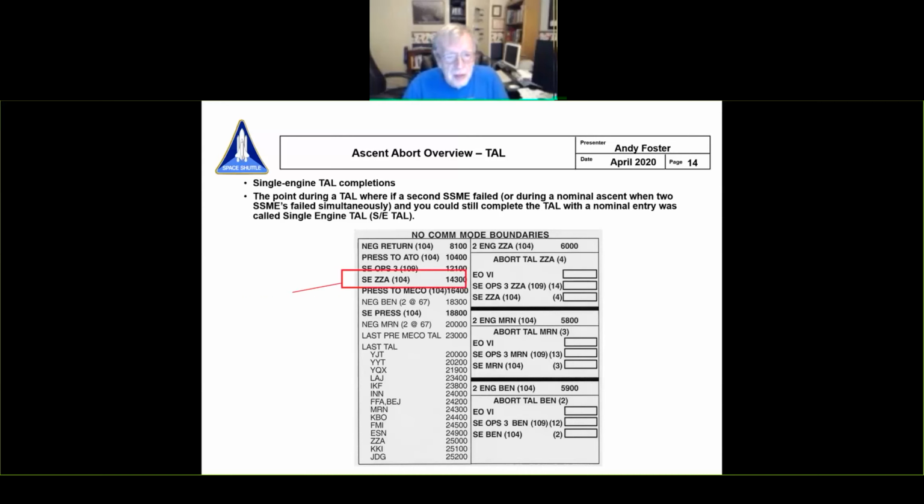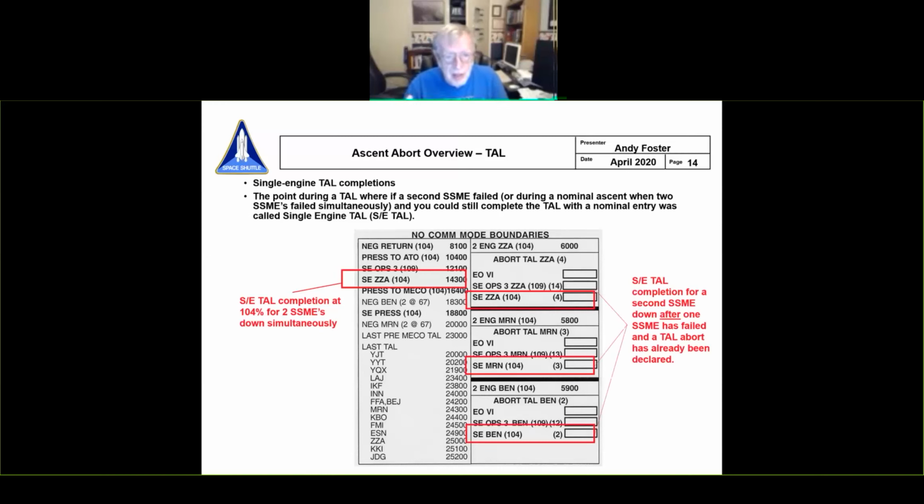And so first you're seeing the single engine Zaragoza 104 on the left. Now you'd hear that TAL just on a nominal ascent. That's telling the crew that if you lose 2 engines at 14,300 feet per second or later, up until you get single engine press, which is a little later, you would do a TAL. And in this case, you do a TAL to Zaragoza.